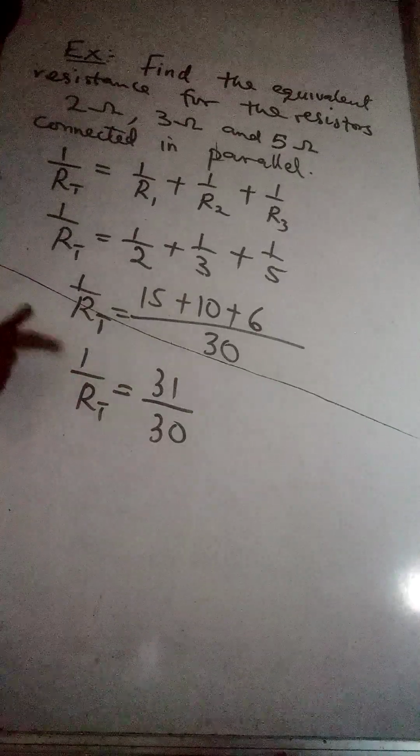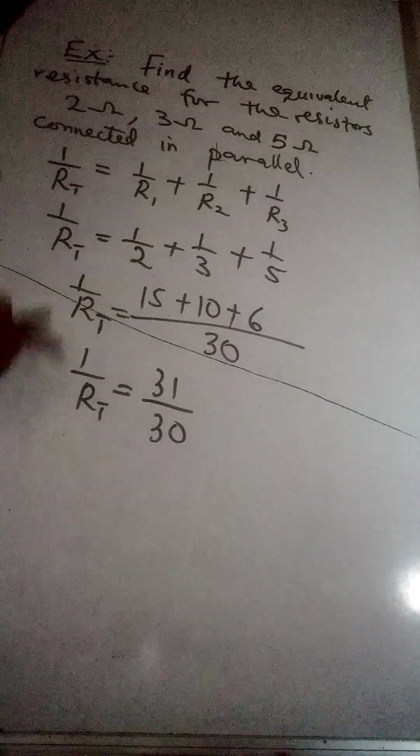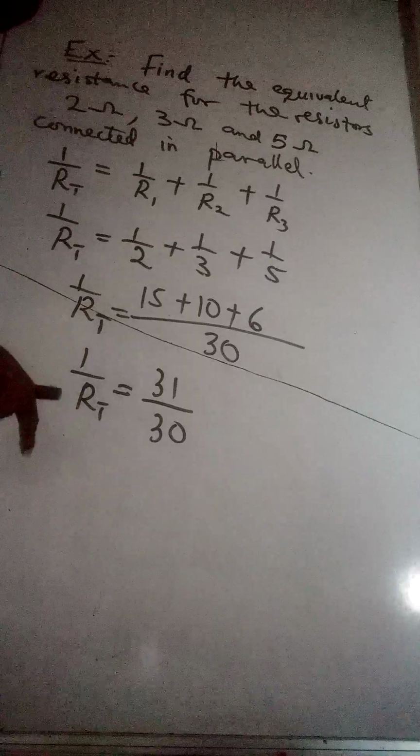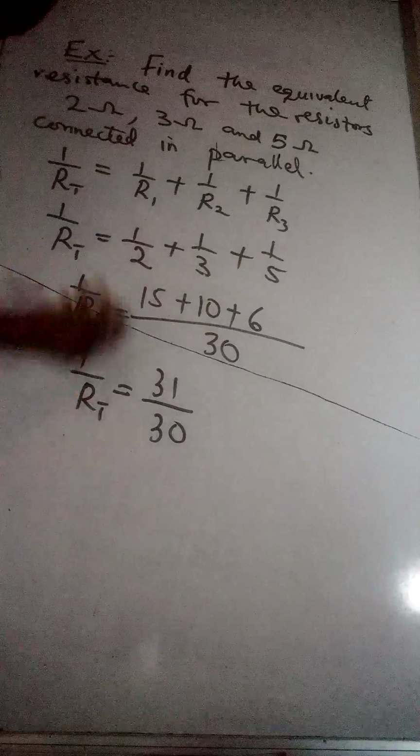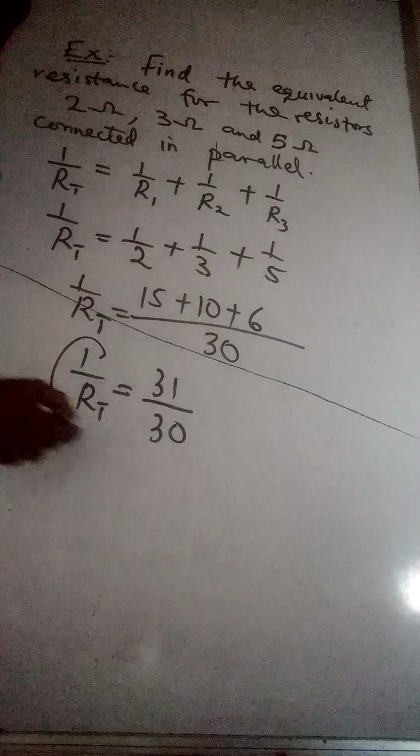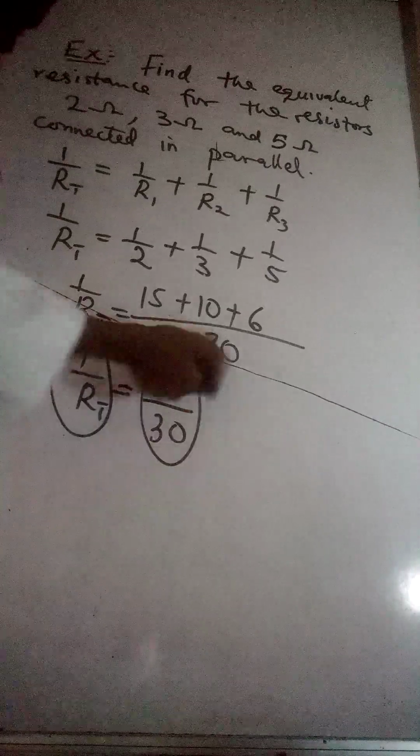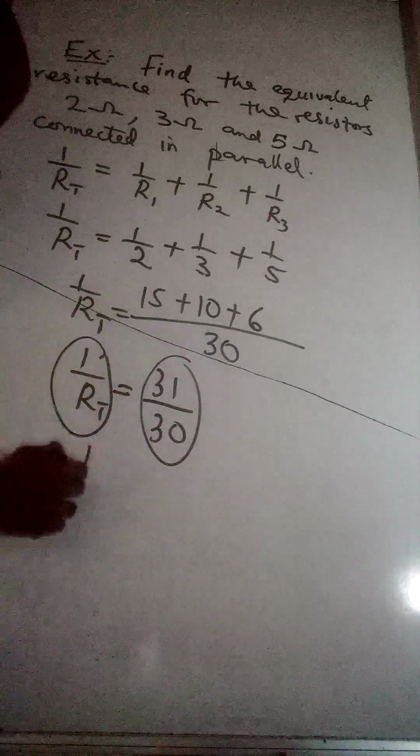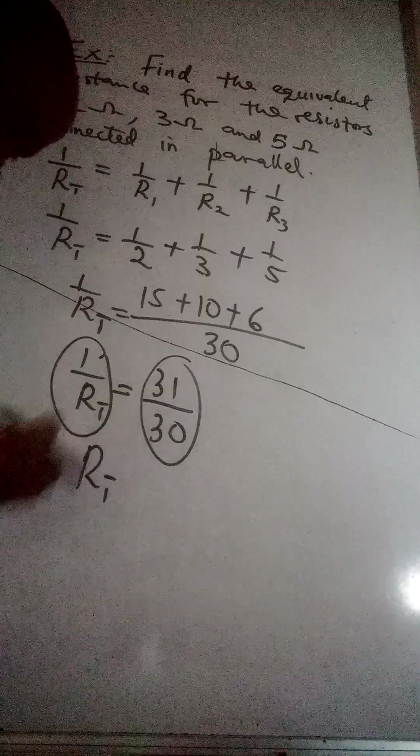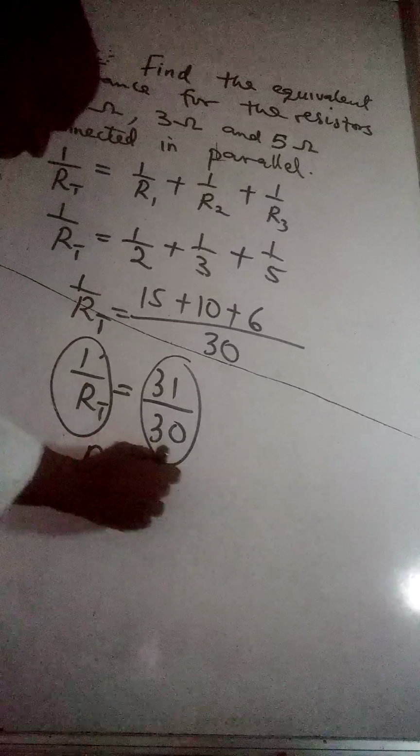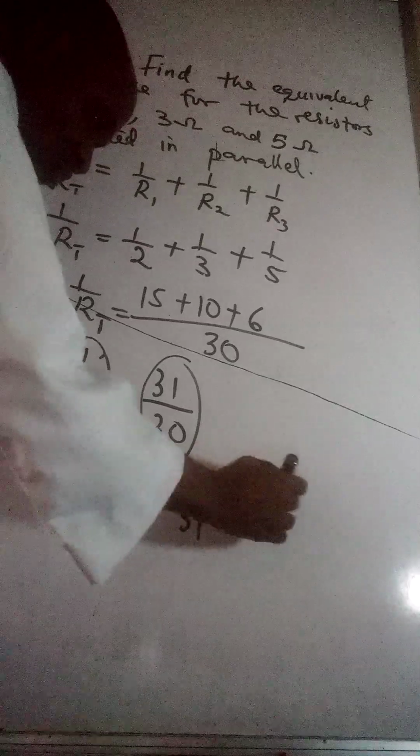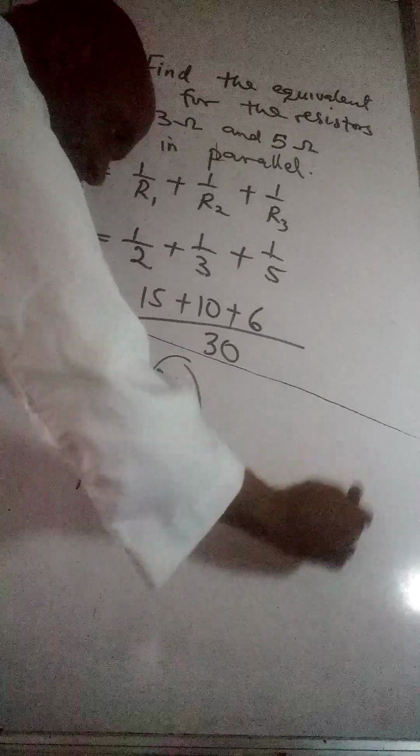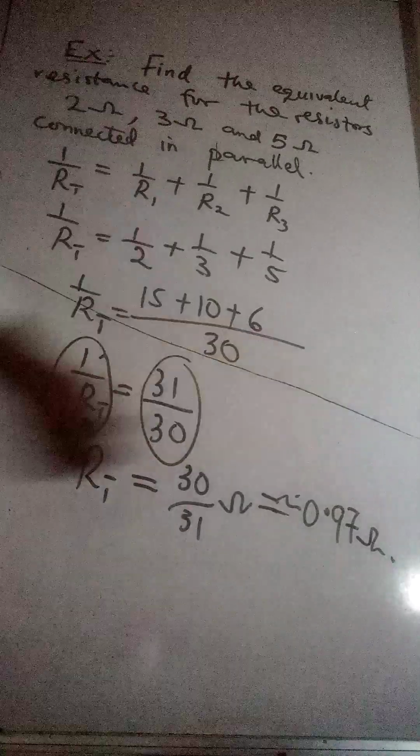But don't forget it is 1 over RT you have. You don't have RT yet. How do you get your RT? Instead of doing cross multiplication, which is the same thing, the faster way is to turn this one upside down, turn this one also upside down. When you turn this one upside down, it becomes RT over 1, which is RT. And then this one will now become what? 30 over 31 ohms, which can be taken to decimal. That's approximately 0.97 ohms.